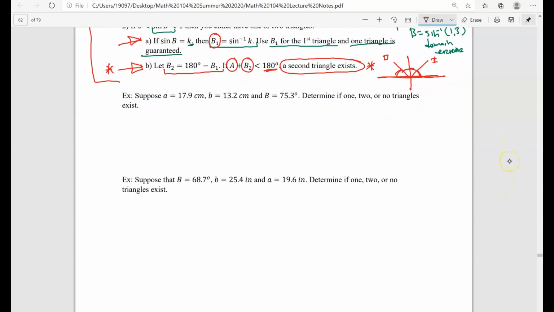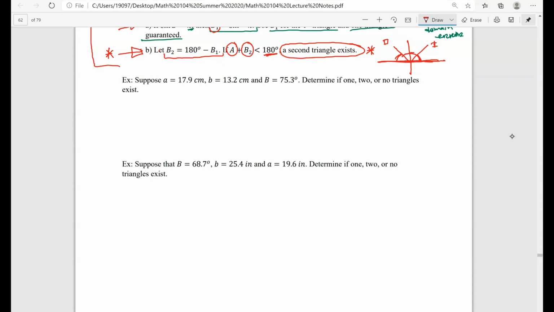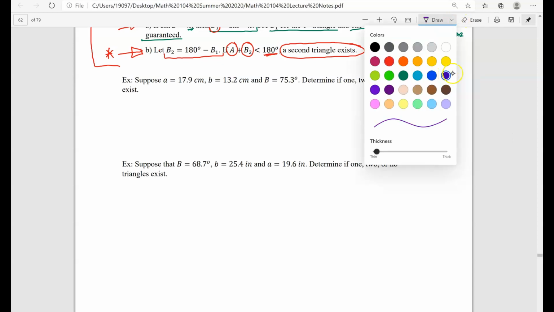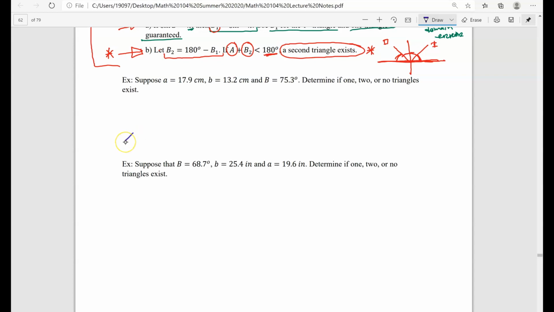All right, so let's start off with the first problem. Suppose a equals 17.9 centimeters, b equals 13.2 centimeters, and big B is equal to 75.3 degrees. Determine if 1, 2, or no triangles exist. Let's first start off by drawing a triangle, because this time they didn't give us a diagram. So I know B, this angle is 75.3 degrees. Then little b must be opposite of it, which is 13.2 centimeters. Let's say this is A, and A is 17.9 centimeters, which means this is big A, this is big C, and this is little c.